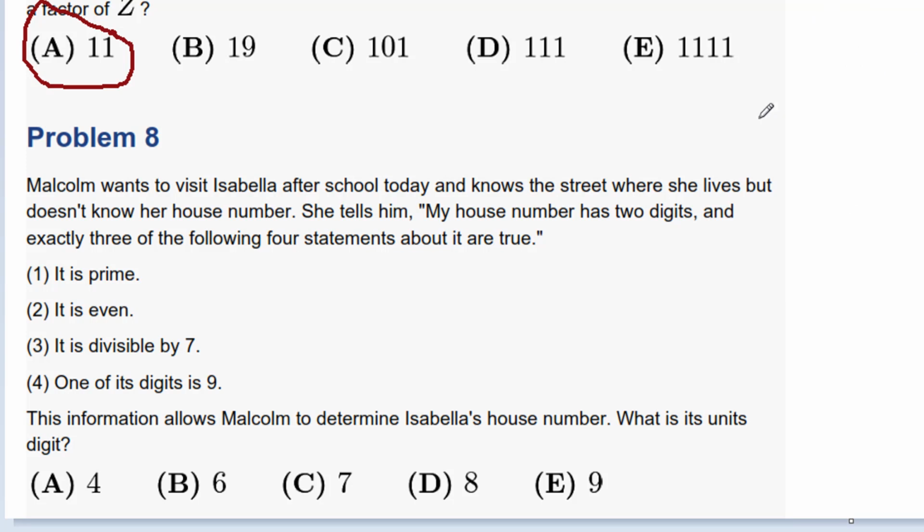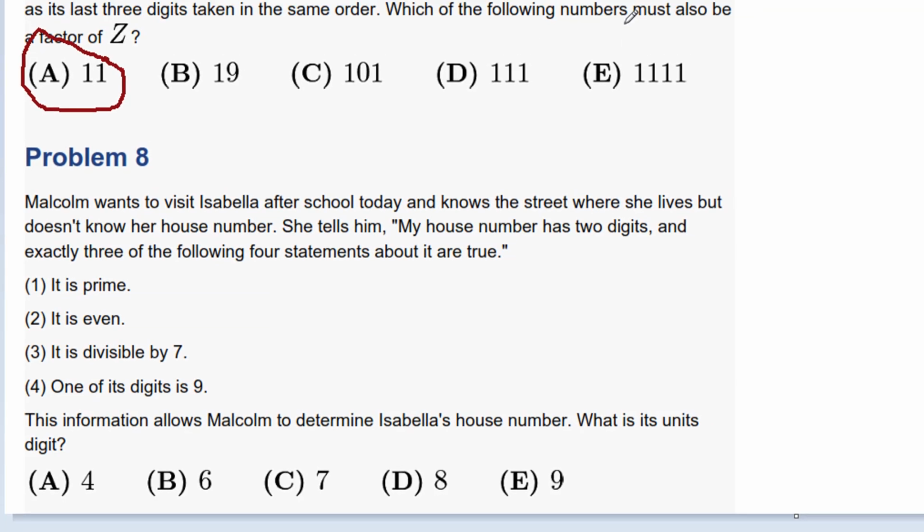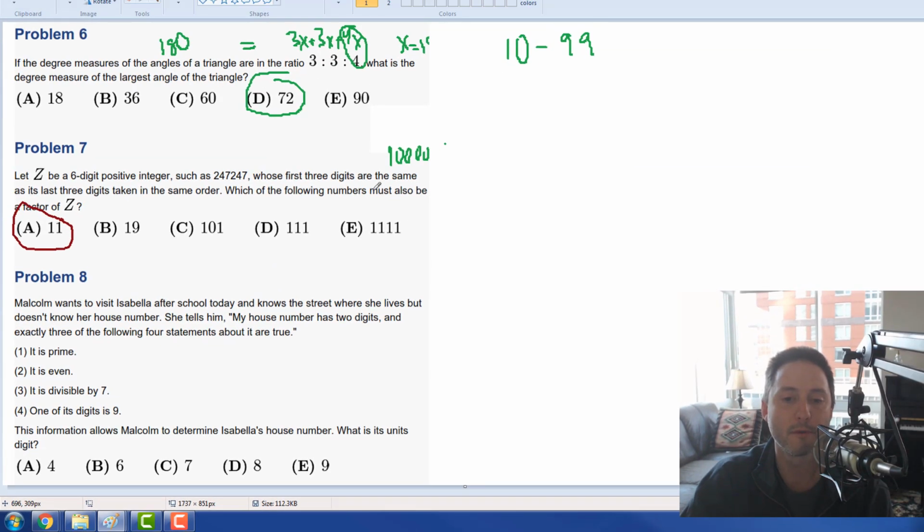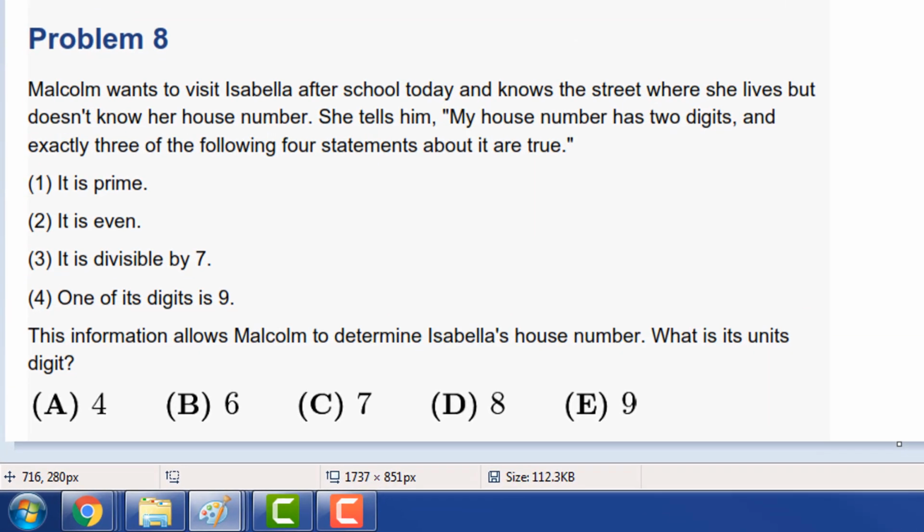All right, Malcolm wants to visit Isabella today after school and knows the street where she lives but doesn't know her house number. She tells him my house has 2 digits. All right, I'm going to slow down right away. When it's 2 digits, we know it's between 10 and 99. And 3 of the following 4 statements about it are true. So 3 are true, 1 is false. What we're looking for is contradictions, right?